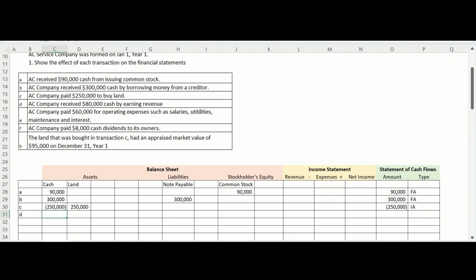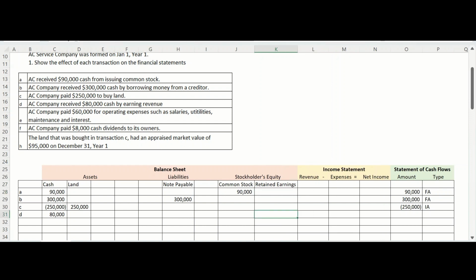Right, letter D, AC Company received $80,000 cash by earning revenue. Right, they received $80,000 cash, so let's do a positive $80,000 under cash. Cash is increasing. And how do they get the cash? They earn revenue. Now, on that, revenue is one specific item, and I had a video on it: it is retained earnings, which is stockholders' equity. Revenue has a positive effect on retained earnings, so we have an increase of $80,000 in the retained earnings.